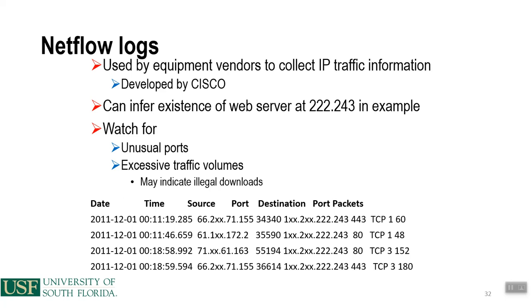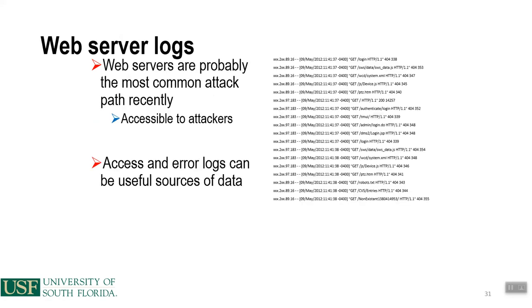Netflow logs are used by equipment vendors to collect IP traffic information. It was developed by Cisco. It can infer the existence of a web server at 222.243 in the example. So you want to watch for unusual ports and excessive traffic volumes, which may indicate illegal downloads. Where this becomes useful is that you're monitoring the traffic in and out of a particular network, whereas with the previous one, you're actually looking at a web server. What is the web server generating? What's the data that's being generated from a web server? Are there any indicators within that log file that will give you cues that that particular machine has been compromised?